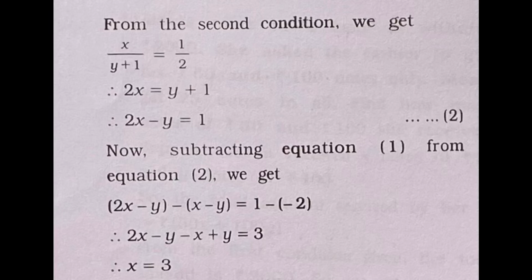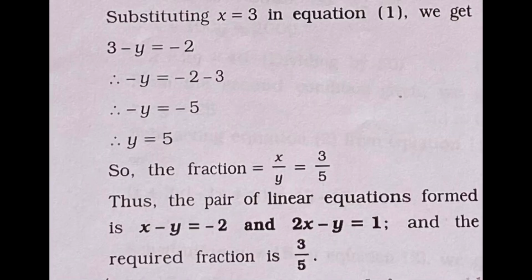We'll solve it by elimination method because in both the equations the coefficient of y is 1. So subtract equation 1 from equation 2. We will get 2x minus y minus x minus y is equal to 1 minus minus 2. That is 2x minus y minus x plus y is equal to 3. So we will get x is equal to 3. Now substituting x is equal to 3 in equation 1, we will get 3 minus y is equal to minus 2. That is minus y is equal to minus 2 minus 3. So minus y is equal to minus 5, which means that y is equal to 5. So our fraction is x by y, that is equal to 3 by 5.